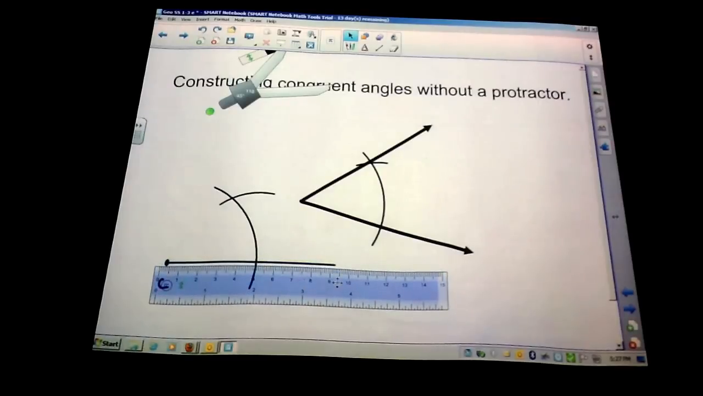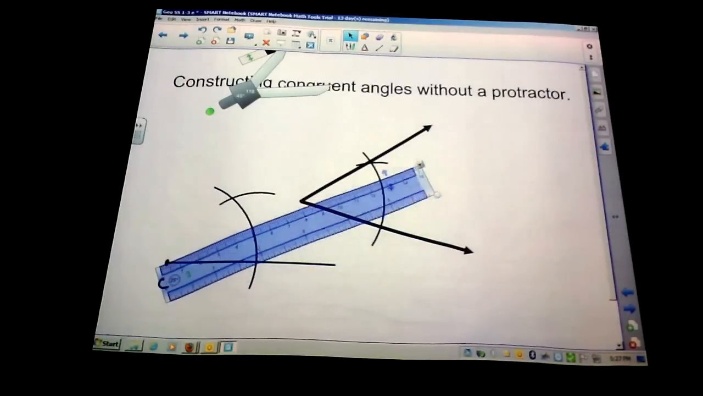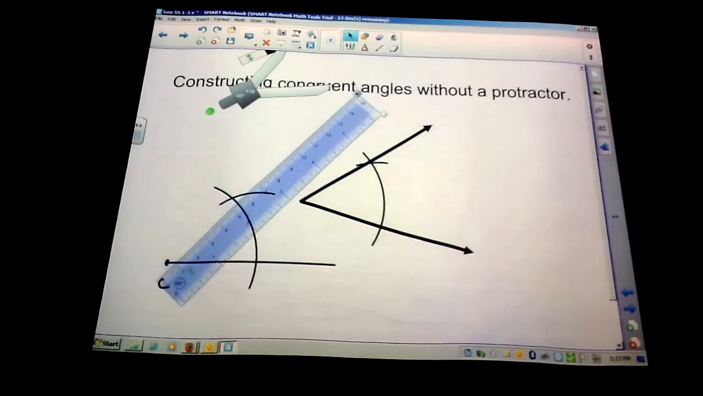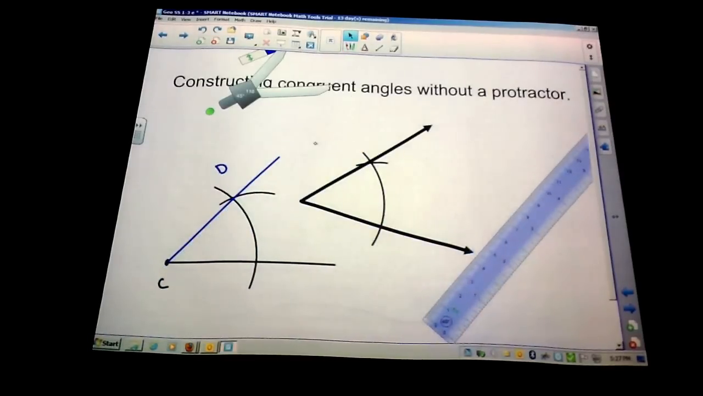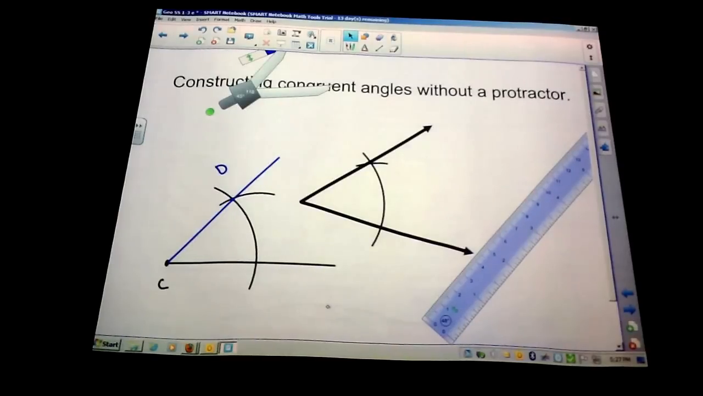Now if we take our straight edge and we line it up so that we can draw a straight line from C, and then if you wanted to, you could call this point D, I guess. And we're going to draw a straight line from C up through D. And notice that now our angles are congruent. So we just made a copy of this first angle, and we call that constructing a congruent angle.